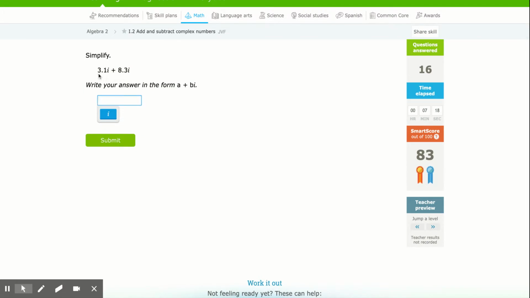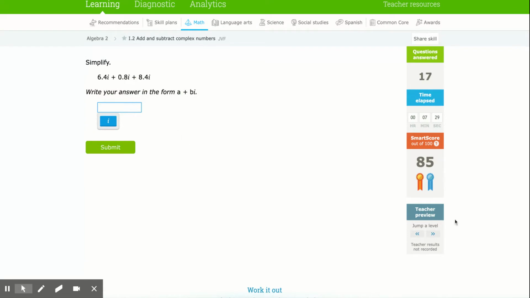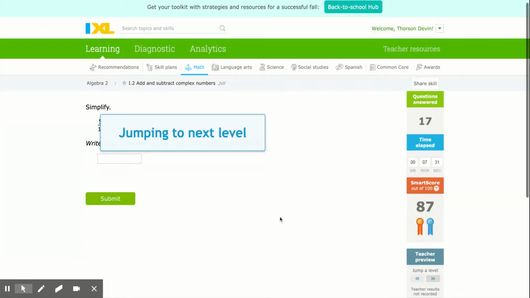3.1 plus 8.3 is going to be 11.4. 11.4i. Don't forget the i. Again, just adding up decimals, not too difficult.